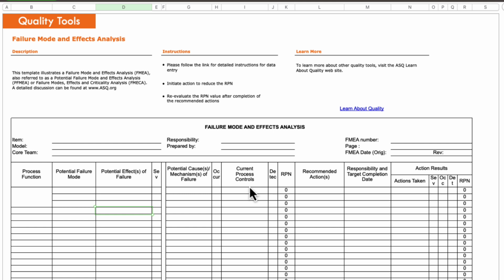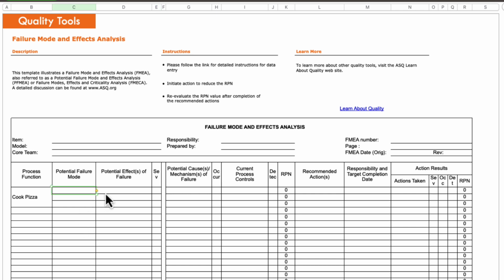But let's process through this and look at the process function. Now, when you think about a pizza shop, there's a lot happening in a pizza shop. But for us, we're going to say the process function is to cook the pizza. And when you think about cooking a pizza, you want to understand all the potential failure modes, all the potential bad things that could happen when you're cooking a pizza.